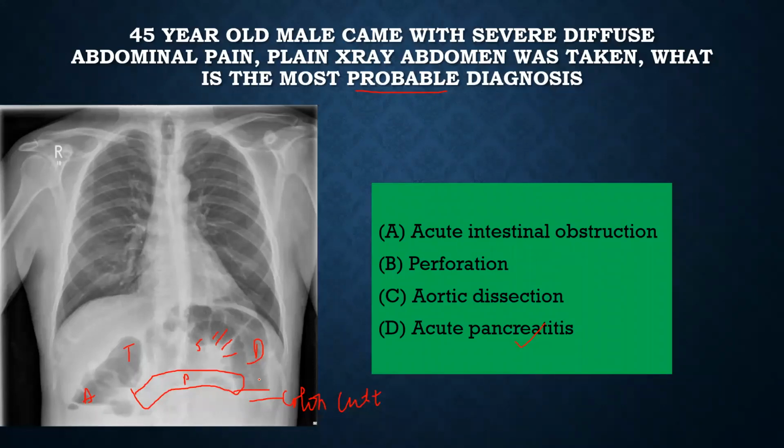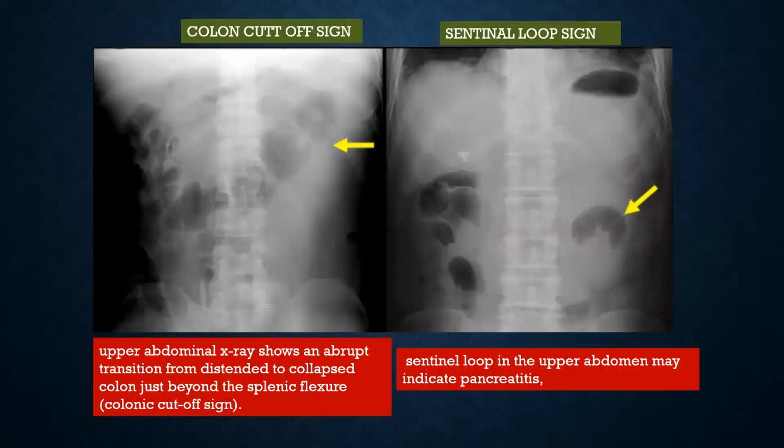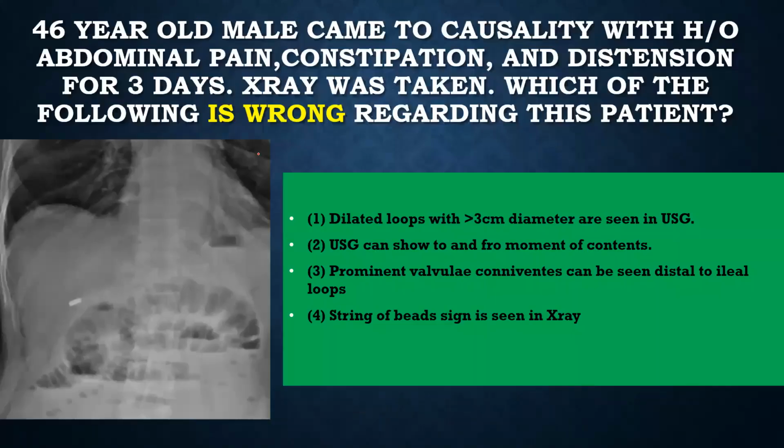Because of this inflammation, there is a certain cutoff of the colon, and this is known as the colon cutoff sign. This is a non-specific sign. Wherever the inflammation is there, this sign can be present, but here there is a cutoff of the descending colon. It is usually seen in acute pancreatitis. So there are two signs you have to remember: the colon cutoff sign and the sentinel loop sign. If you see a single adynamic loop, that is the sentinel loop sign. And if you see the cutoff of the colon, here the transverse colon is abruptly cut off because of the inflammation from the pancreas. So moving forward, these are the two important signs you have to remember in plain X-ray.